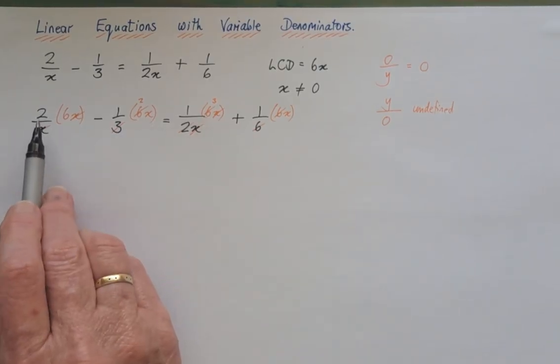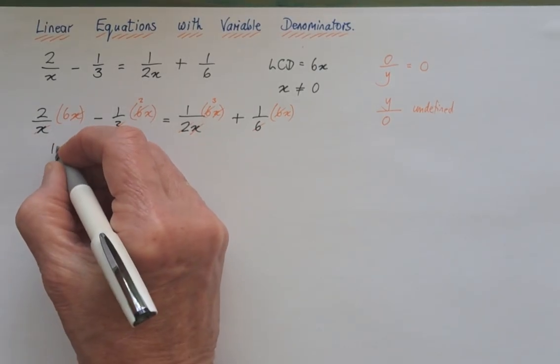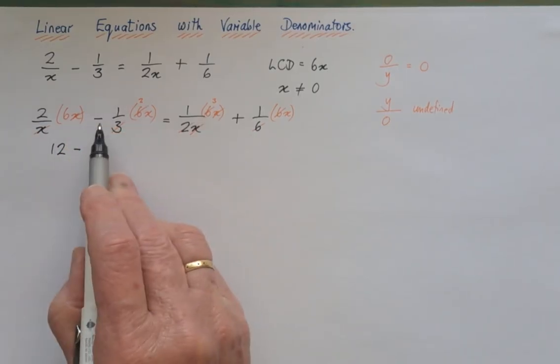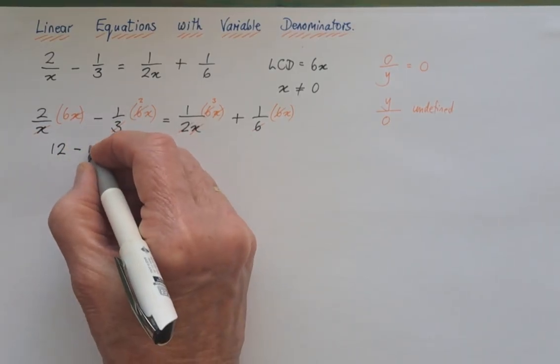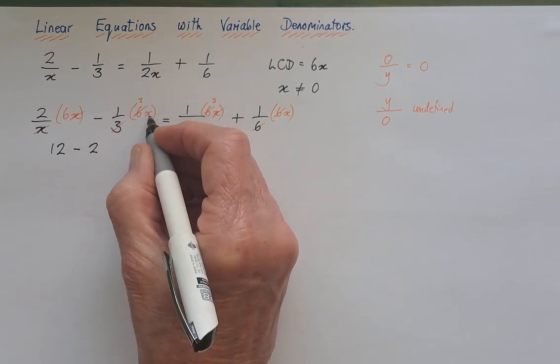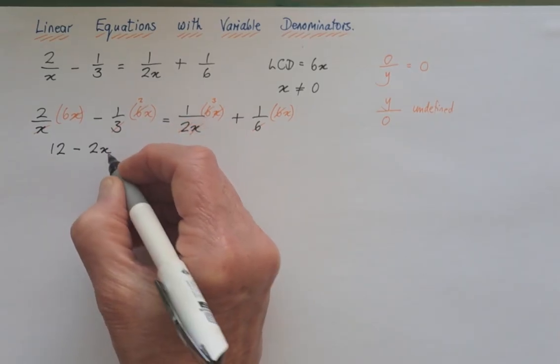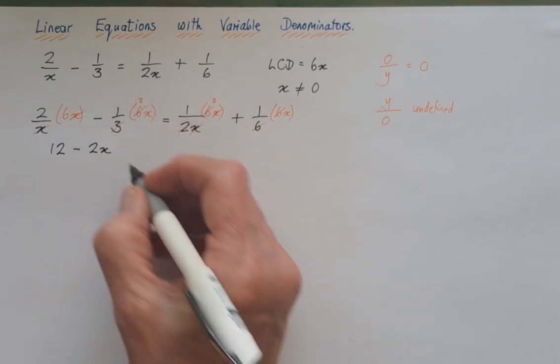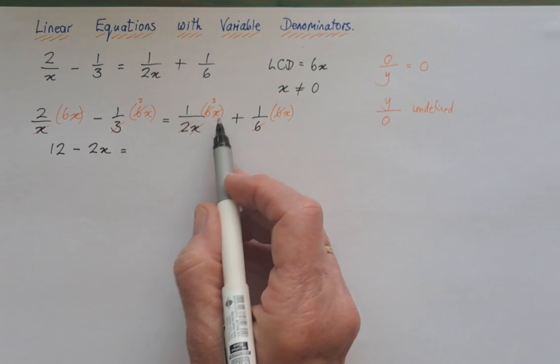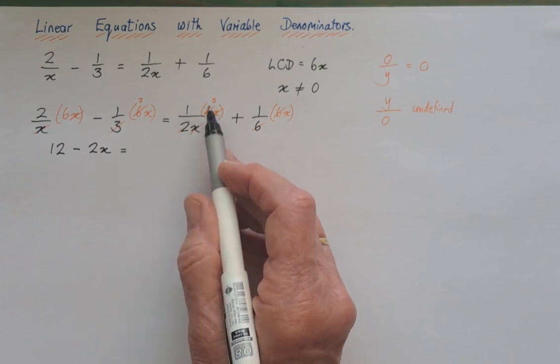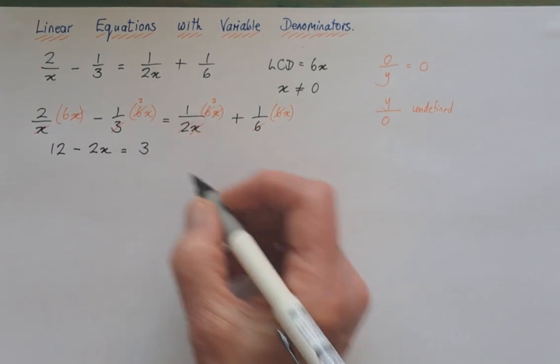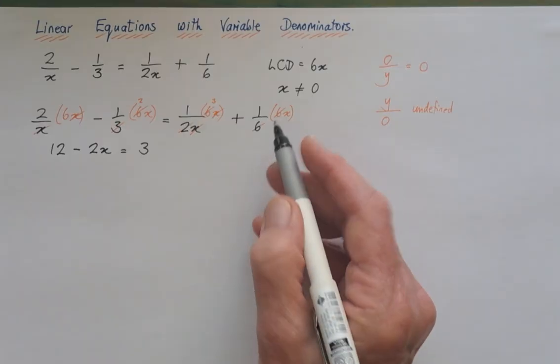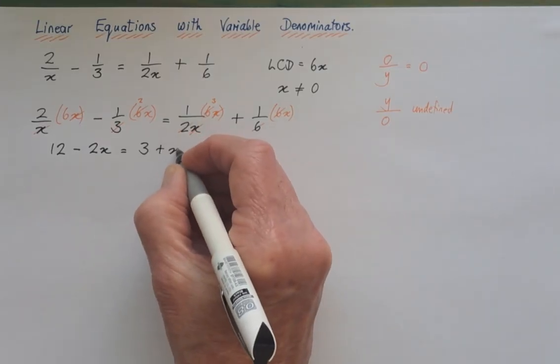So here I'm left with 2 times 6 minus 1 times 2. And I still have the x because it didn't cancel. There was no x in the denominator. There the x's did cancel, so I'm just left with 1 times 3. And the 6 is cancelled, so I'm just left with x.